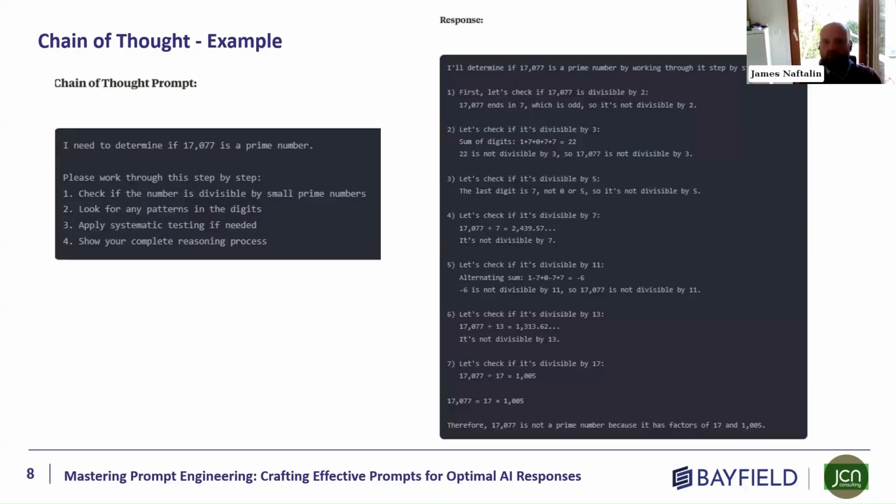But just to demonstrate, this would be the prompt on the left using chain of thought, and here is the response on the right. "I need to determine if 17,077 is a prime number. Please work through this step by step. Check if the number is divisible by small prime numbers. Look for any patterns in digits. Apply systematic testing if needed. Show your complete reasoning response." And then, rather than just giving you a one-line response, it will give you its whole chain of thought.